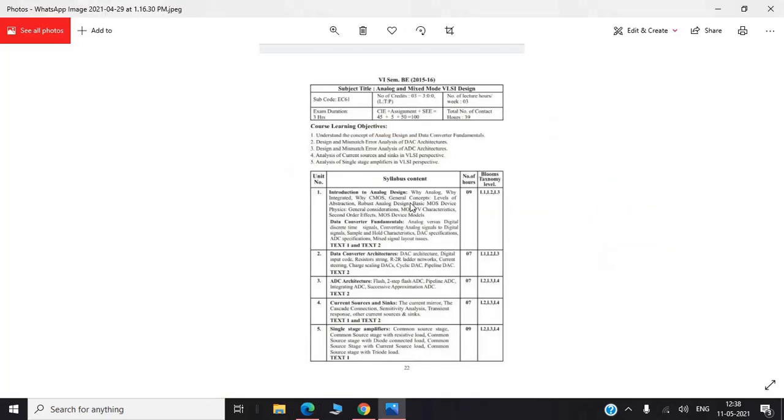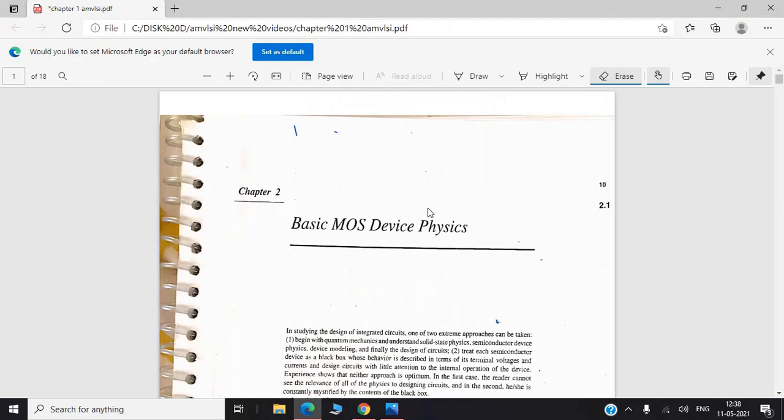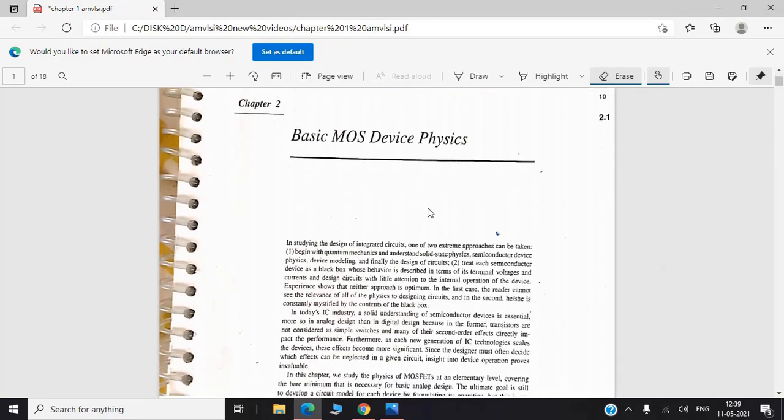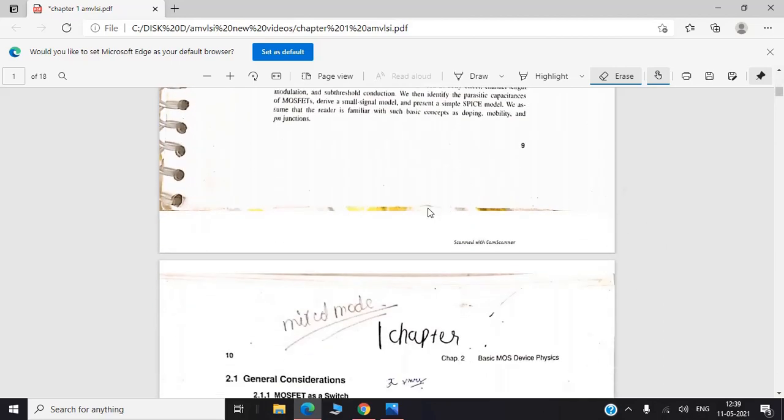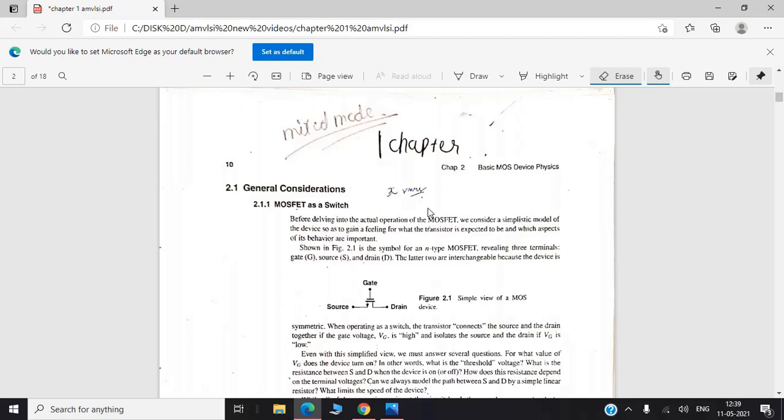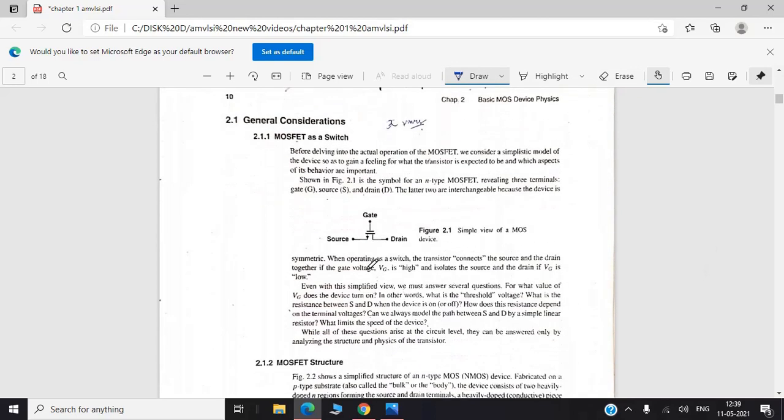Now let's come to your important part, that is basic MOS device physics. So this is your first unit, which is basic MOS device physics. Okay, so this is nothing but the general topics here. So from here it starts. Now general consideration, MOSFET as a switch. So I told you why we use MOSFET, right? So we use MOSFET as a switch. So we know why it is, because you have studied in your VLSI also why it acts as a switch. Anyways, we'll go through it.